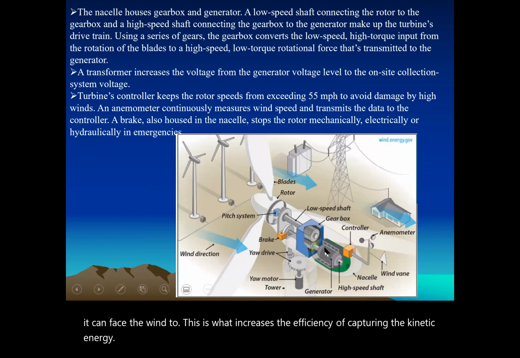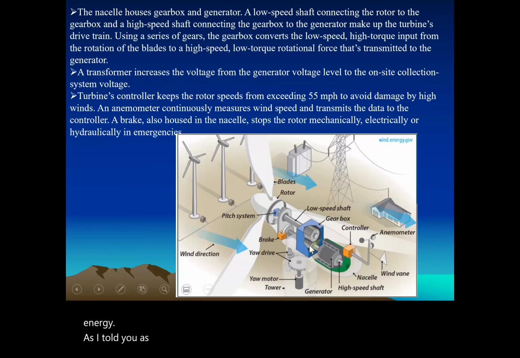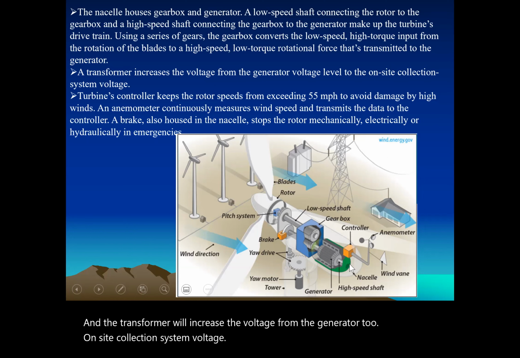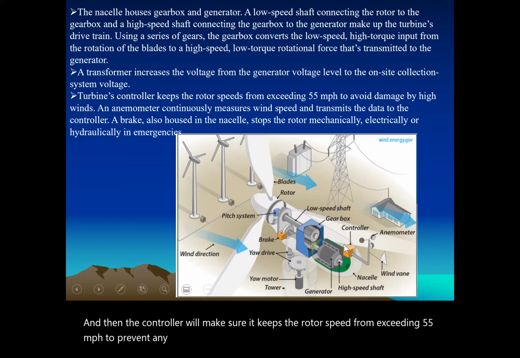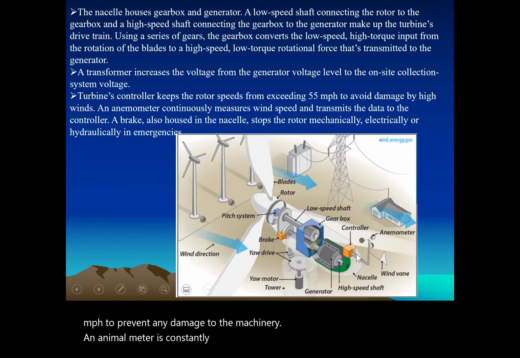So as I told you, as the shaft rotates, the generator will start to make electricity. And a transformer will increase the voltage from the generator to the on-site collection system voltage. And then the controller will make sure it keeps the rotor speed from exceeding 55 miles per hour to prevent any damage to the machinery. So an anemometer is constantly measuring the wind speed.